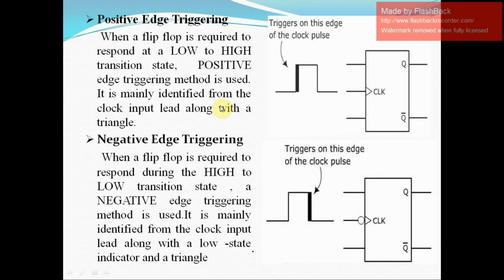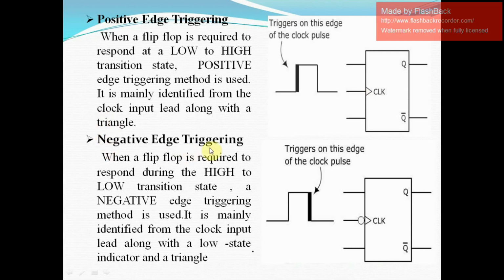Then positive edge triggered flip-flops. When a flip-flop is required to respond to a low to high transition, the positive edge triggered method is used. It is mainly identified by the clock lead along with a triangle. This is a clock represented as positive edge triggered, and this is the clock connected to the pin of the flip-flop with the triangle symbol.